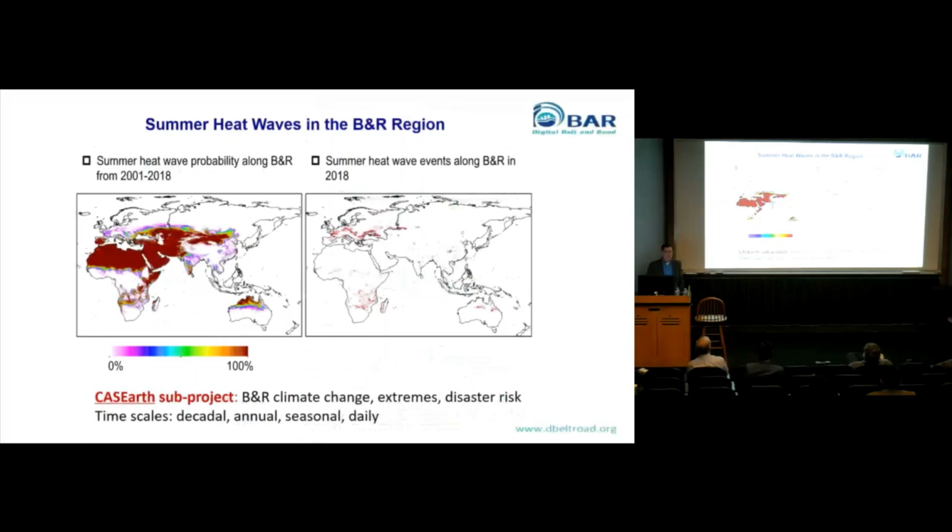This is an environmental working group project looking at summer heat waves in the Belt and Road region. One thing I want to point out is that the Chinese Academy of Sciences has a massive effort right now called CAS Earth. And DBAR, Digital Belt and Road, is actually a sub-project within CAS Earth. So CAS Earth is much larger than just the DBAR project.